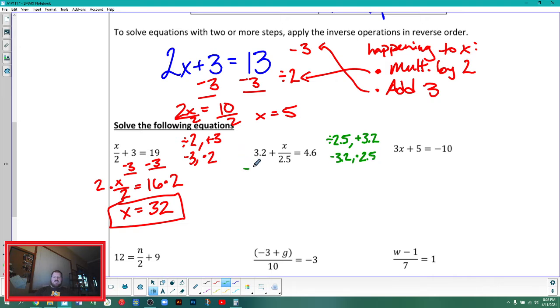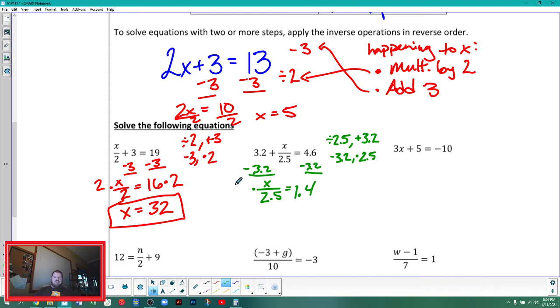So let's go ahead and do that. Subtract 3.2. So when I do that, I'm going to be left with x over 2.5 is equal to, what's that, 7, oh wait, I'm subtracting, sorry. 1.4? Yeah, 1.4.